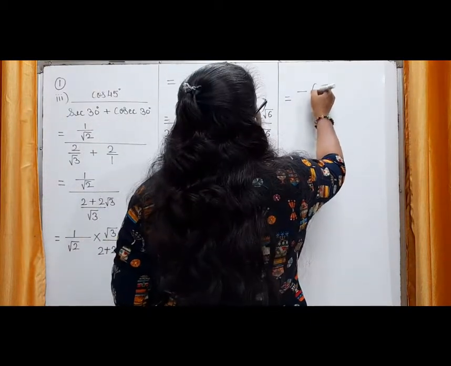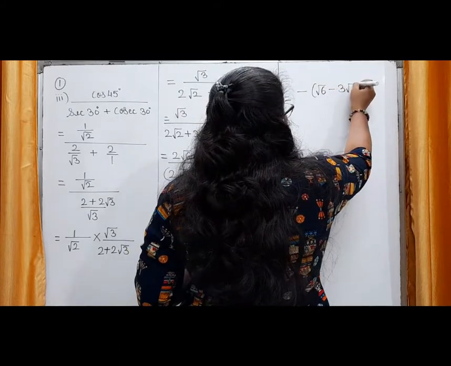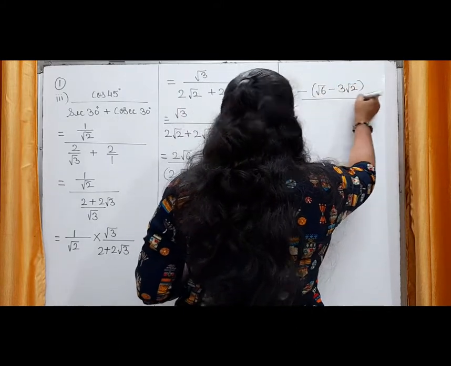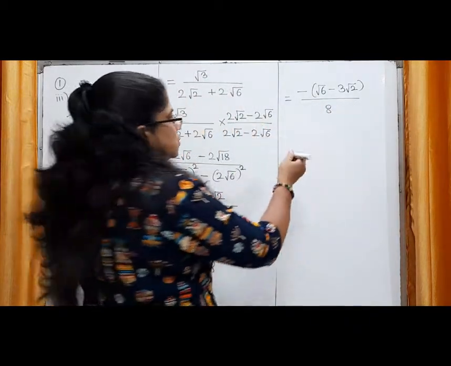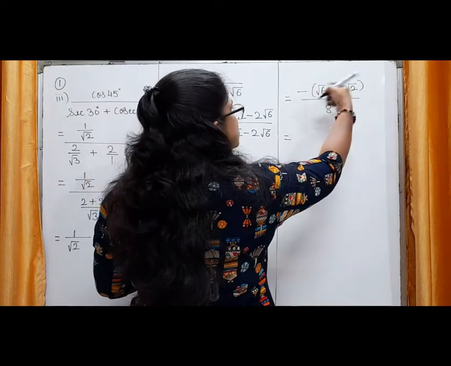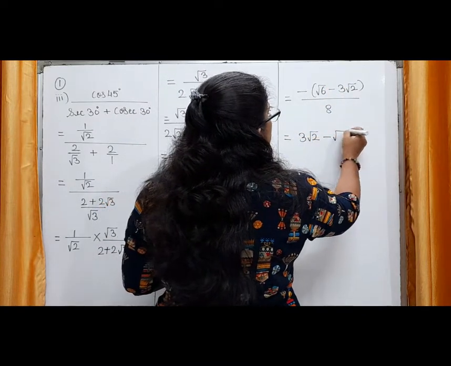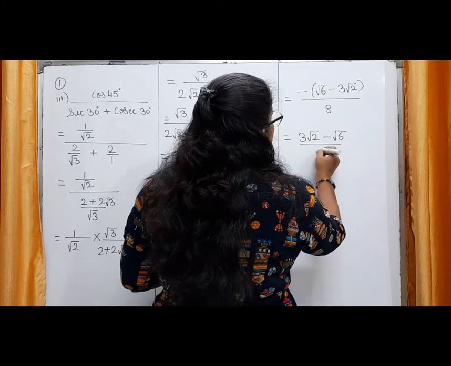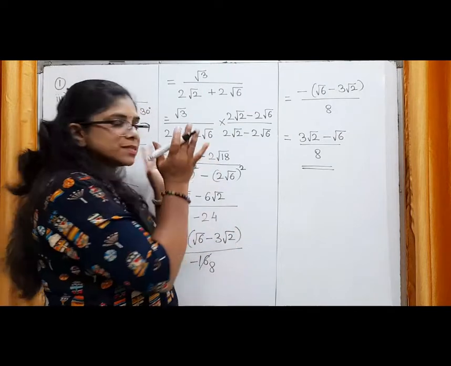minus root 6 minus 3 root 2 upon 8. This we can also write as, see, the minus sign, let us apply to this bracket: 3 root 2 minus root 6 upon 8. This is the final answer of this sum.